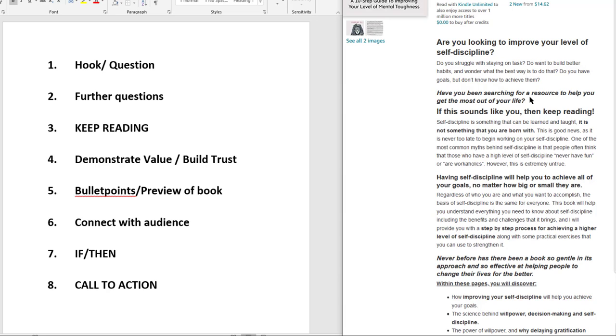Self-discipline is something that can be learned and taught, not something that you are born with. Making them feel validated that they don't have it. It's not an innate skill. It's something you have to learn. If you can demonstrate your knowledge on your topic, that will help you so much, even if you're not giving away the secrets of the book, because obviously you still want them to buy the book. You want them to feel like you know what you're talking about.